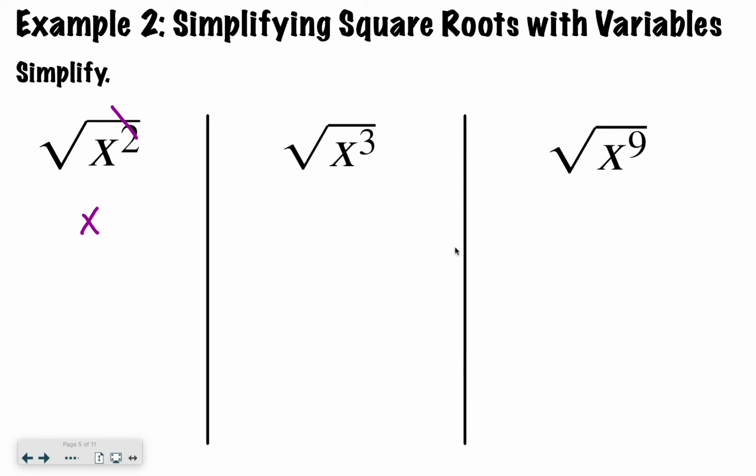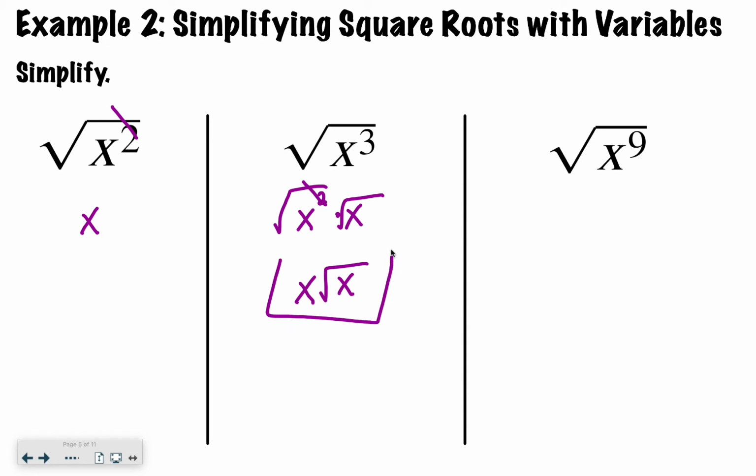So anytime you're trying to simplify a square root with some variables in it, you're going to check the power of the variable and see how many groups of 2 there are. If I look at the square root of x cubed, I have 1 group of 2, and then I just have 1 left. These would cancel, so I would just have an x, and then a square root of x. That would be my final answer.